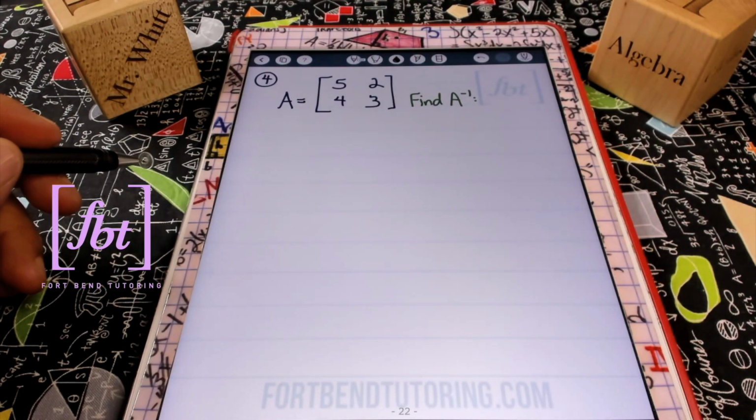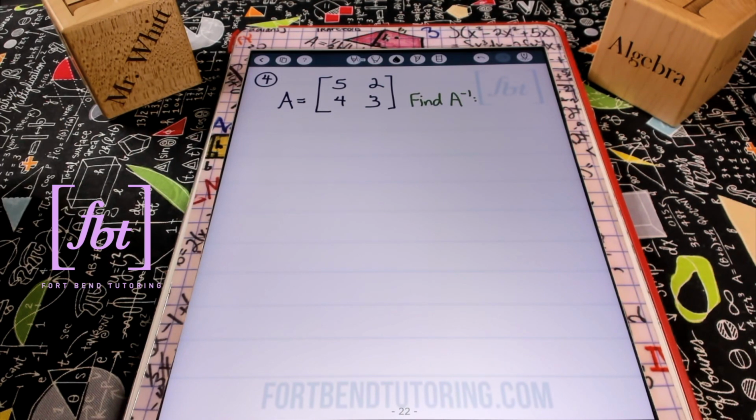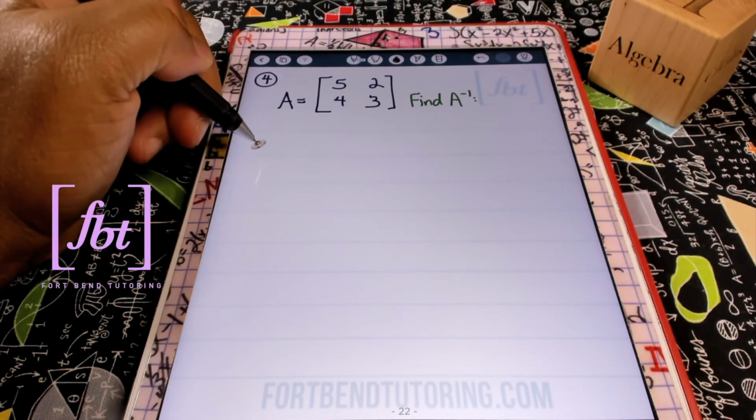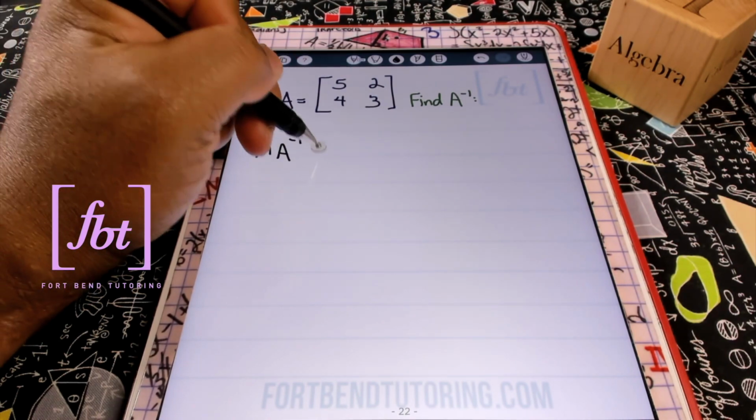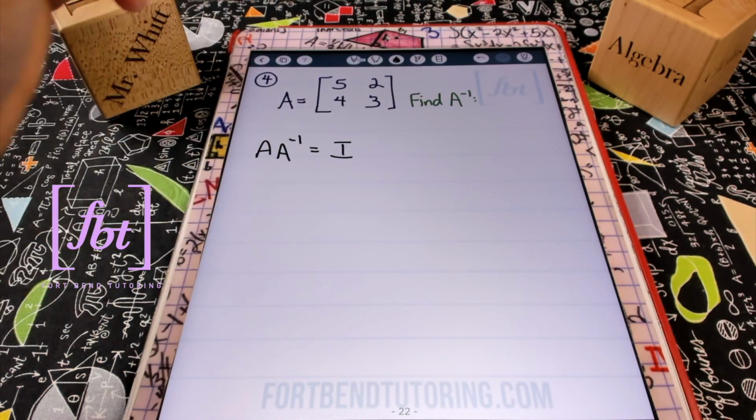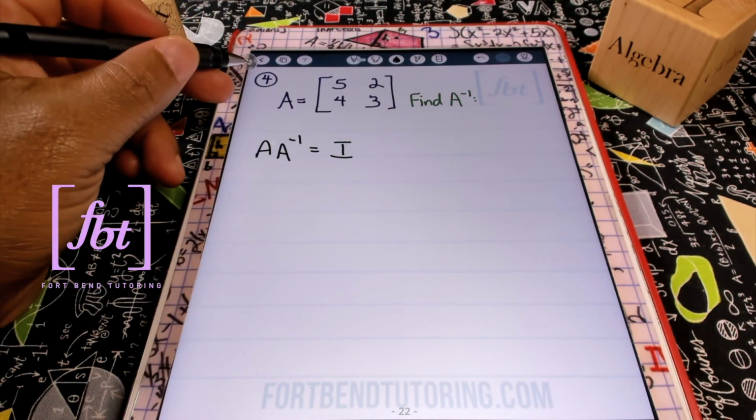Here we have problem number 4. And in problem number 4, we're asked to find the inverse of matrix A. All right, let's go ahead and do just that. However, we're going to be using fun fact number 2 in order to help us with this process. Remember, we said that matrix A times its inverse would equal the identity matrix. So knowing that, why don't we do the following?